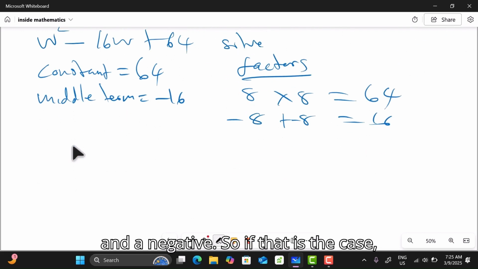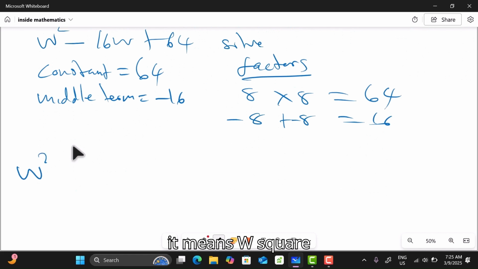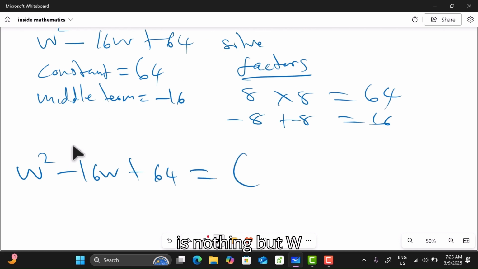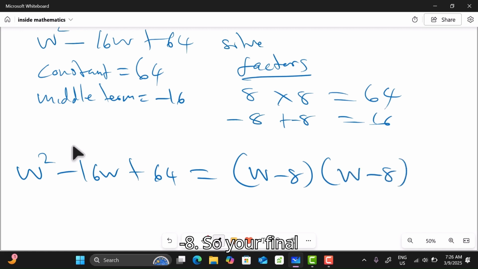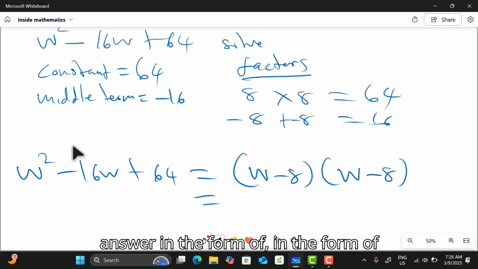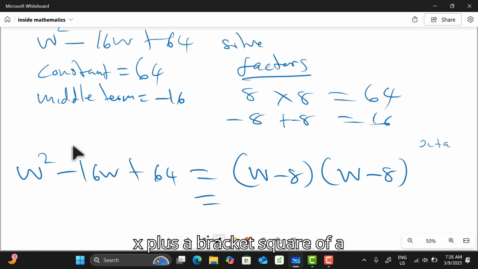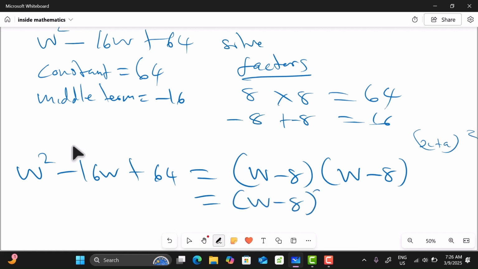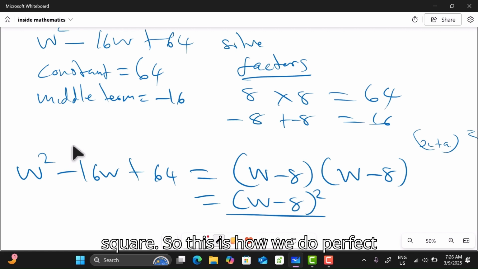So if that is the case, it means w square minus 16w plus 64 is nothing but w minus 8 and w again minus 8. So your final answer in the form of x plus a bracket square of a perfect square is w minus 8 square. So this is how we do perfect square.